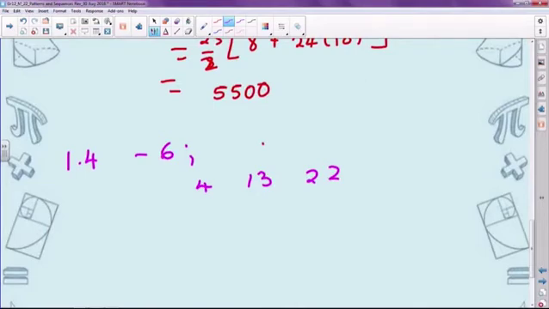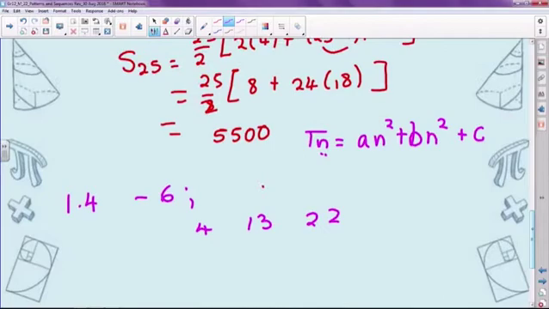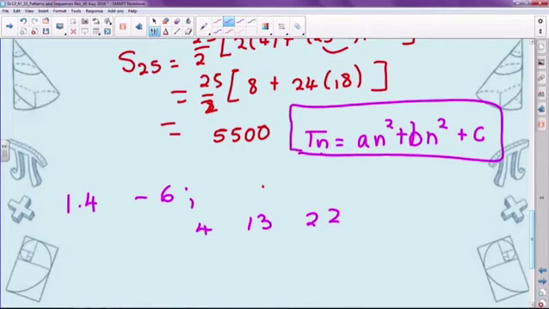Now, for me to get to a point where I can use the general form of a quadratic sequence, which is Tn is equal to an squared plus bn plus c, I need to figure out what the other terms, well, maybe 3, maybe 2, but we need to go further than -6. We need at least 2 more terms so that we can work with this general formula. All right? How do we find the other 2 terms?